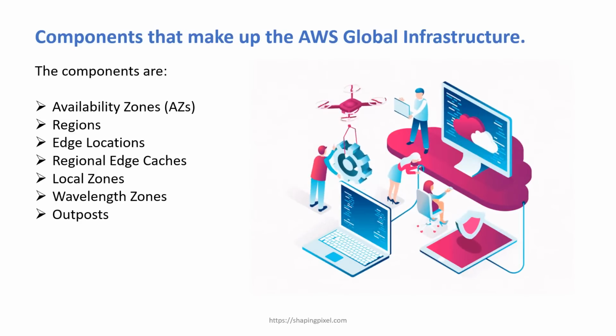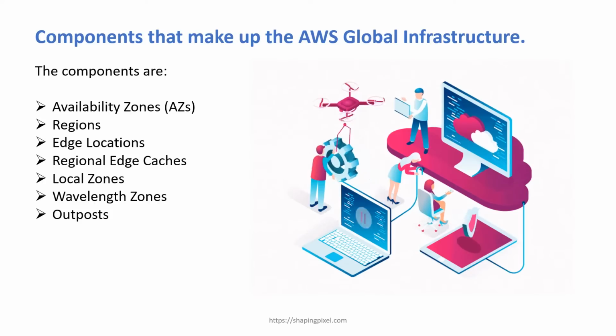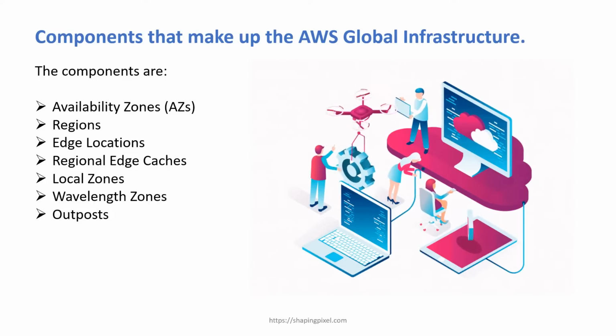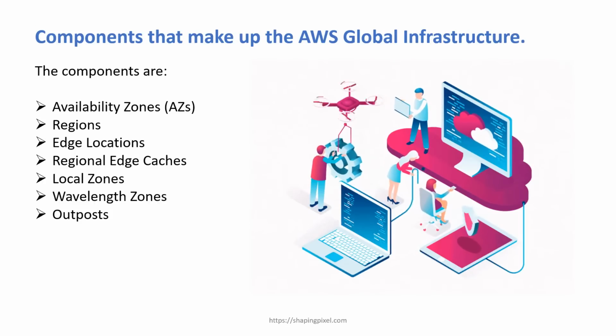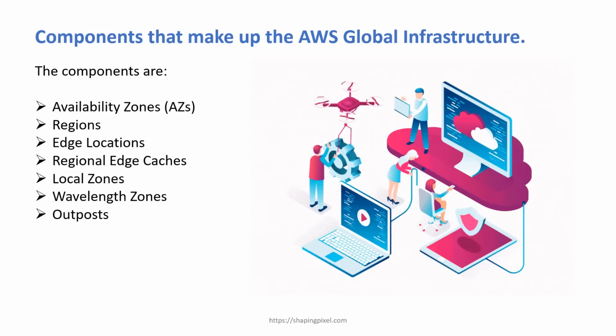Components that make up the AWS global infrastructure: availability zones, regions, edge locations, regional edge caches, local zones, wavelength zones, and outposts. So let's dive into each component separately.